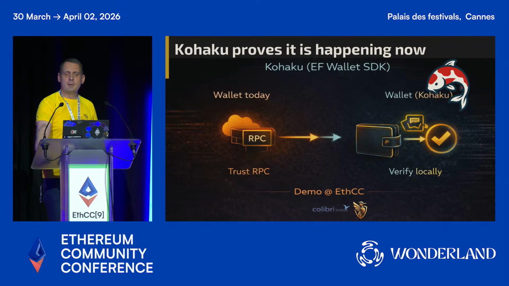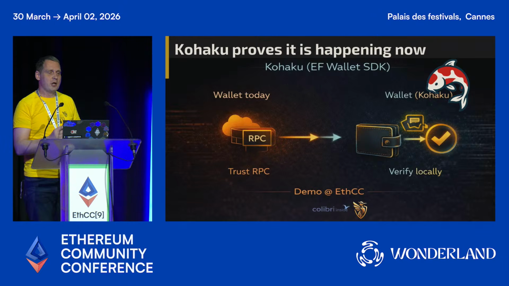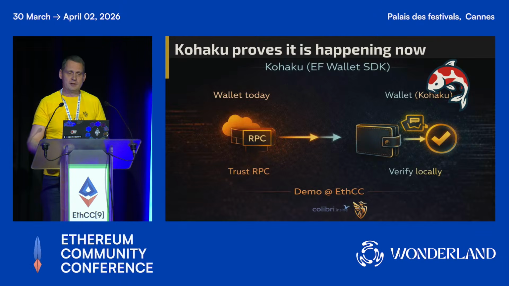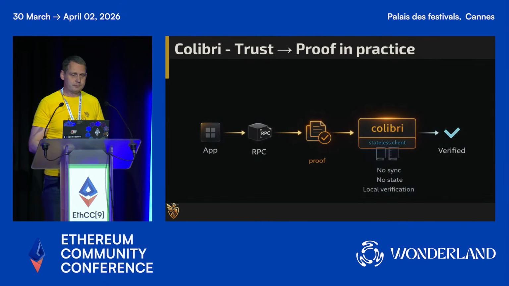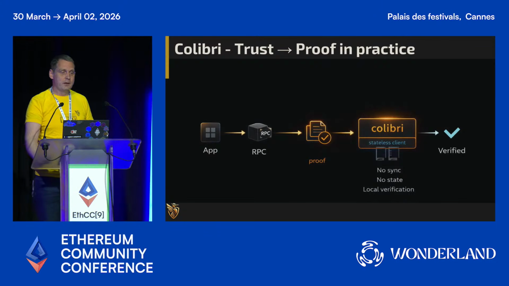This is not something that might happen in the future. It's already entering real systems now. Wallets are moving away from RPC trust. And this is exactly what we built with Colibri. So this is what it looks like in practice.